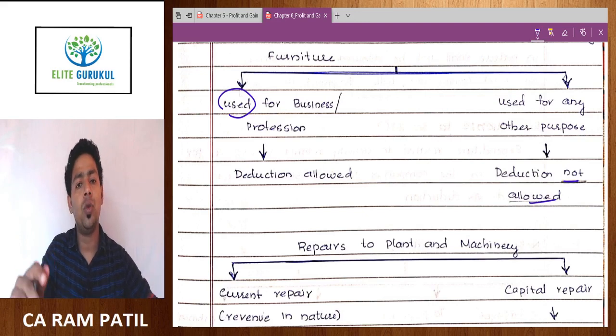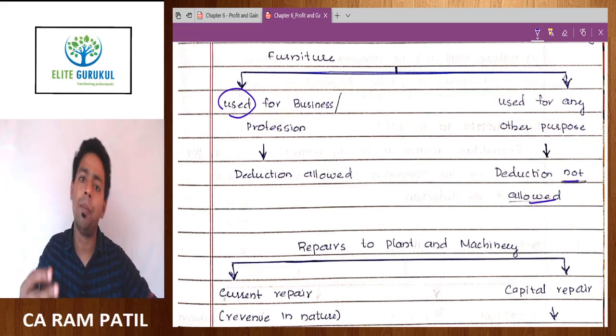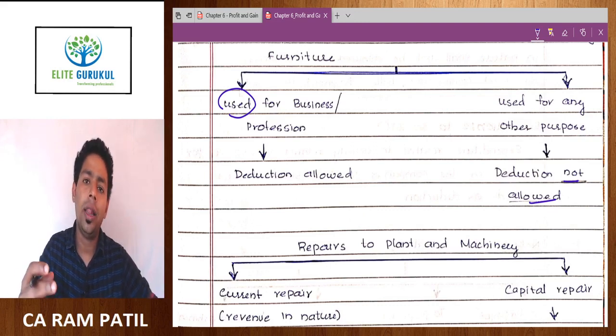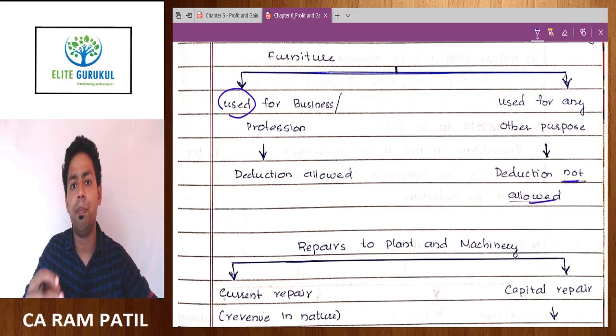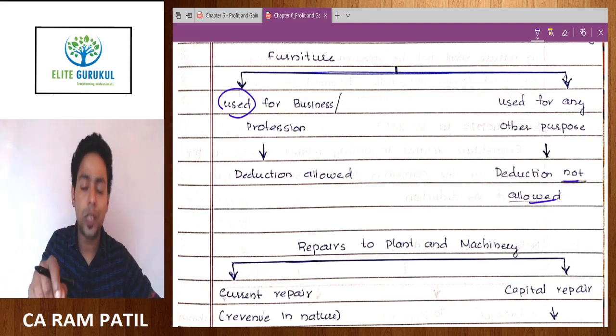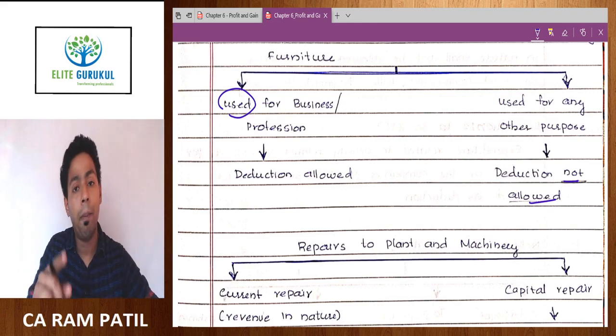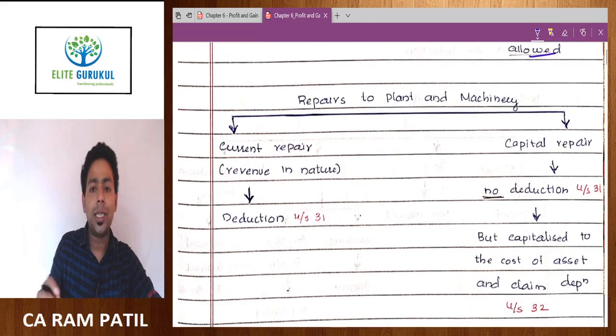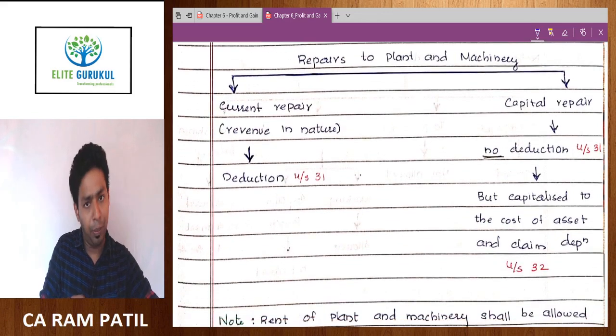But obviously, if you are using machinery proportionately for business and proportionately for any other purpose, say for example you are having a car and you are using it 2/3 for business purpose and 1/3 for personal purpose, then only 2/3 of the expenses will be allowed as a deduction and 1/3 will be disallowed by virtue of section 38. Next, repairs can be of two types, like we discussed in the building case.